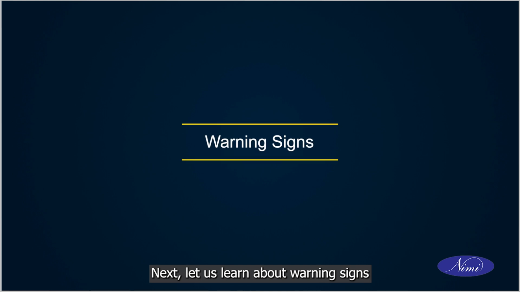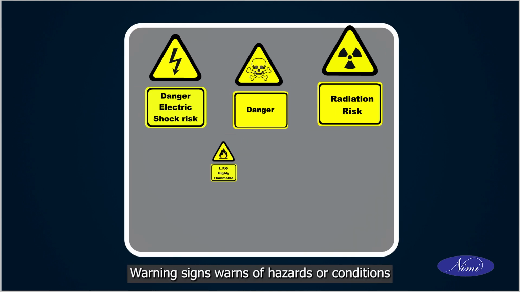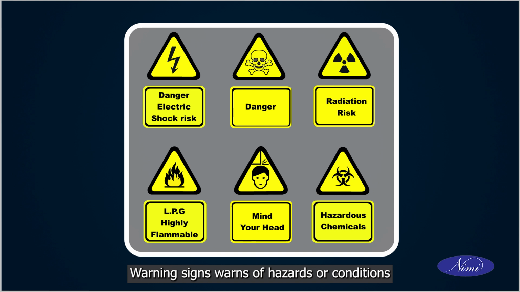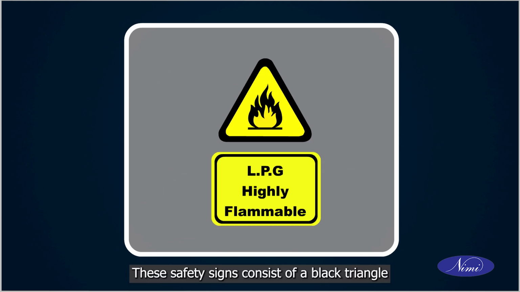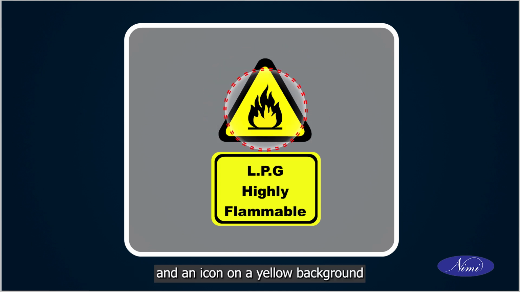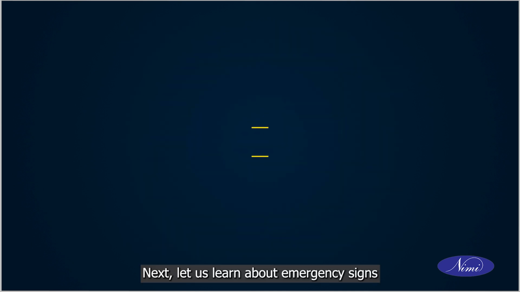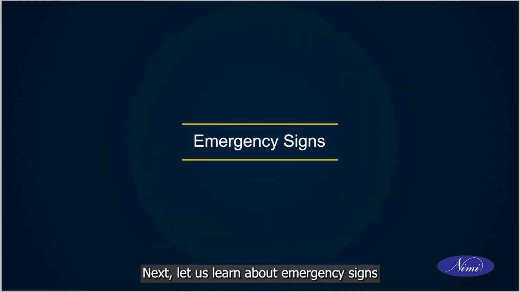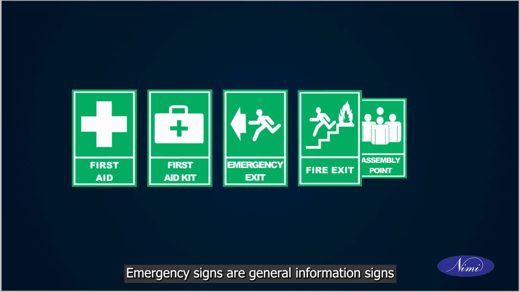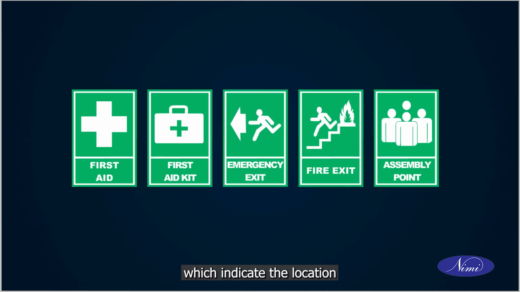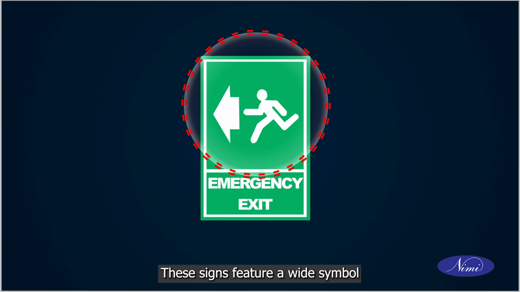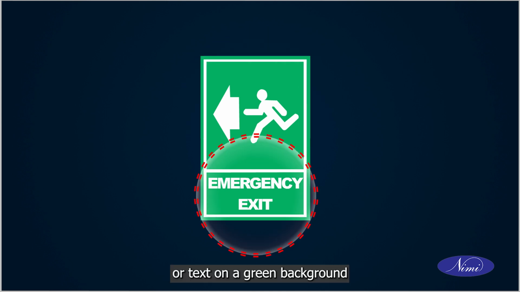Next, let us learn about warning signs. Warning signs warn of hazards or conditions that require special attention. These safety signs consist of a black triangle and an icon on a yellow background with black text. Next, let us learn about emergency signs. Emergency signs are general information signs which indicate the location or directions to emergency facilities. These signs feature a white symbol or text on a green background.